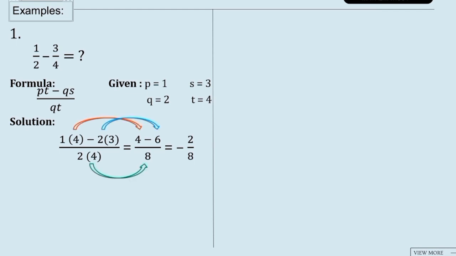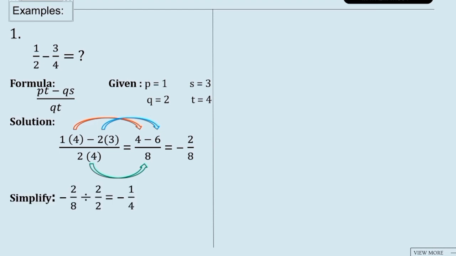Then multiply 1 times 4 is equals to 4, minus multiply 2 times 3 is equals to 6. And 2 times 4 is equals to 8. Then subtract 4 minus 6 is equals to negative 2. Then copy the denominator 8.